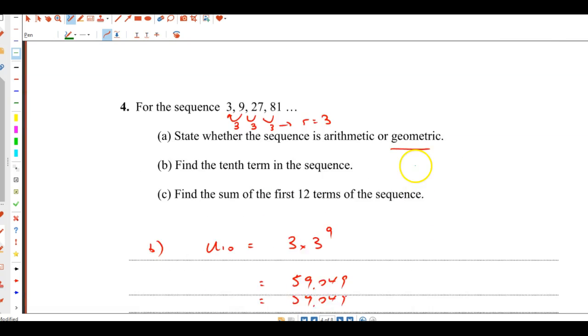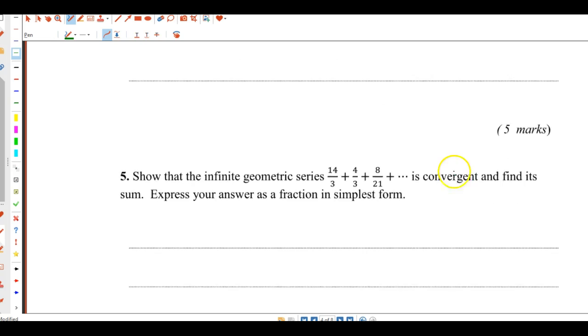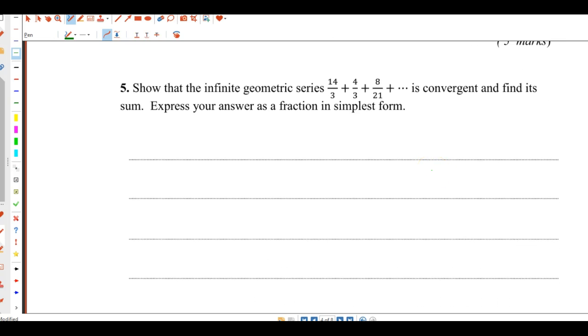Okay, I'm on to the final straight here. Show that the infinite geometric series 14 thirds plus 4 thirds is convergent and find its sum. The important thing with this question is to show that it's convergent. We can do that by showing that 4 thirds divided by 14 thirds is 4 over 14, or 2/7, and then showing that 8 over 21 divided by 4 thirds gets us the same result, 2/7.